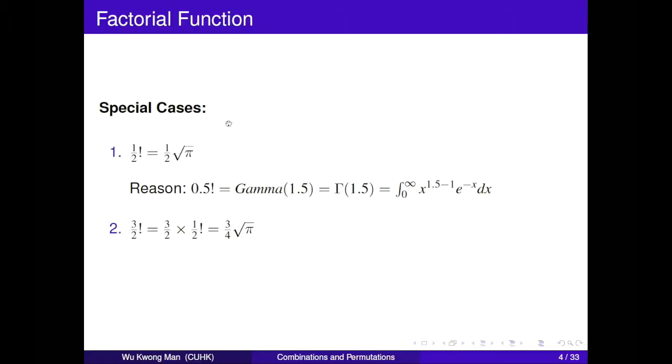There are some special cases for factorial functions. For example, 1/2 factorial is a half of square root pi. This is because the factorial function is the gamma function. 1/2 factorial equals gamma 1.5, and we can get a half of square root pi after integration. We're adding 1 to 1/2. 3/2 factorial is the product of 3/2 and 1/2 factorial, equaling 3/4 square root pi. Therefore, we can easily calculate 5/2 factorial, 7/2 factorial, and so on.